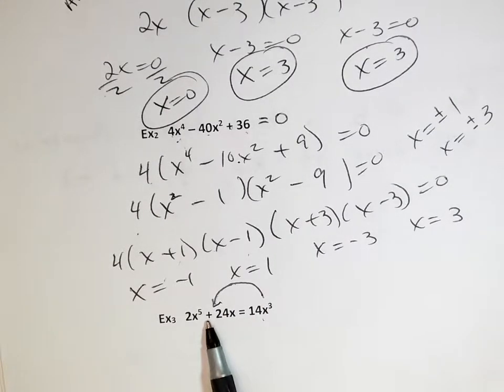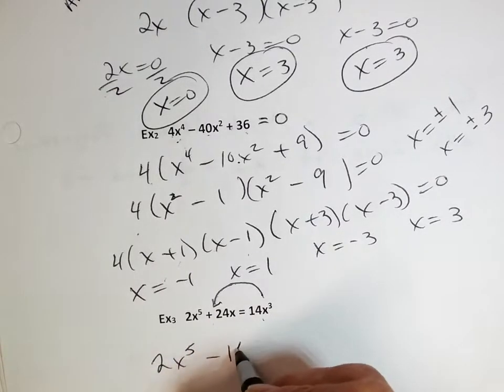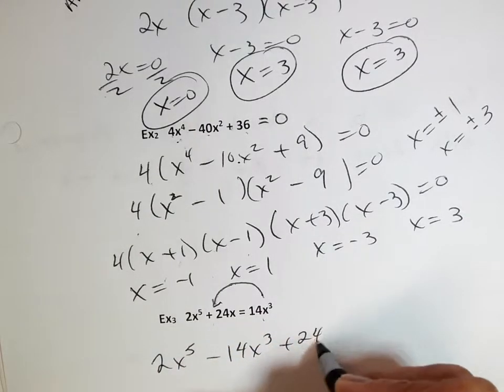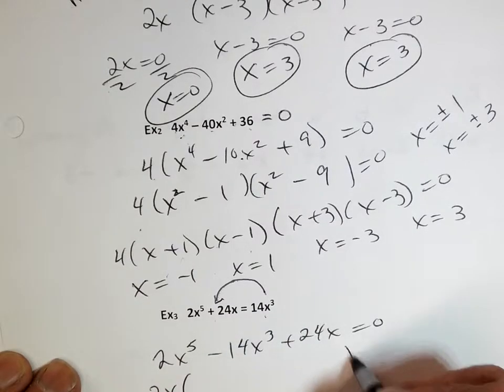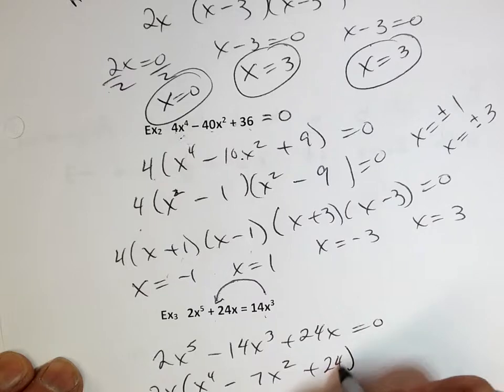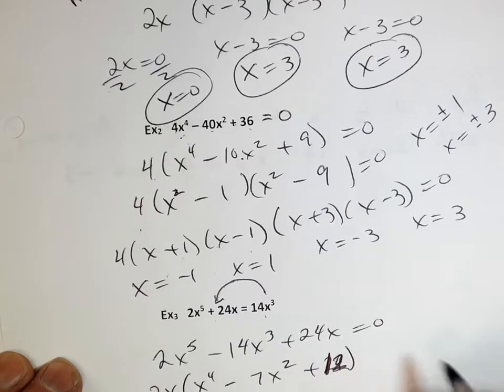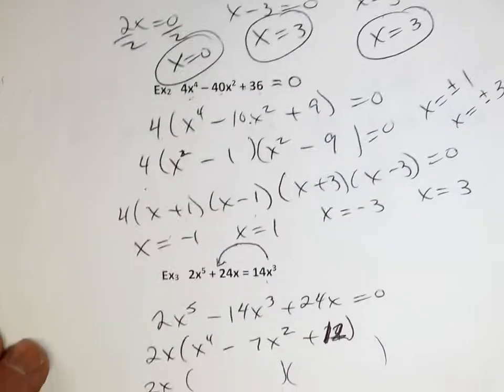Okay, so I'm going to pick up the 14x cubed and I'll put it right there. Now, why right there? Because it puts it in the middle, right? We want to put it in order. We want the 2x to the 5th minus the 14x cubed plus 24x equals 0. I want it in order, right? Like standard form, descending order, right? Now, common factor of a 2x, right? What do I have left inside? X to the 4th minus 7x squared plus 12, my bad, 12. 4 and 3. Yep.